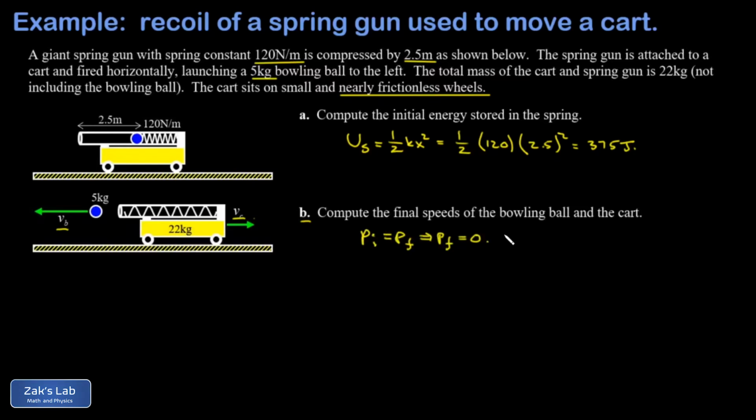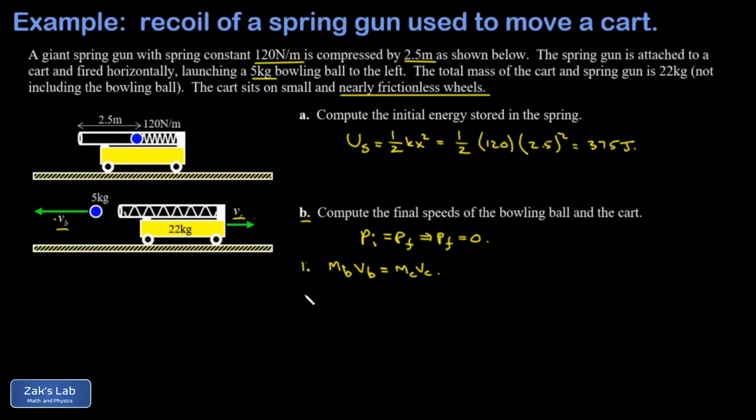And if you want, you could include directions on these velocities by using signs. So I could put a minus sign in front of VB. But my preference here is to just say the magnitude of leftward momentum has to be equal to the magnitude of rightward momentum in order to guarantee that the vector sum is 0. So I'm just going to say the mass of the bowling ball times its velocity has got to be equal to the mass of the cart times its velocity. So my leftward momentum equals the rightward momentum. That means the vector sum of momenta is equal to 0.